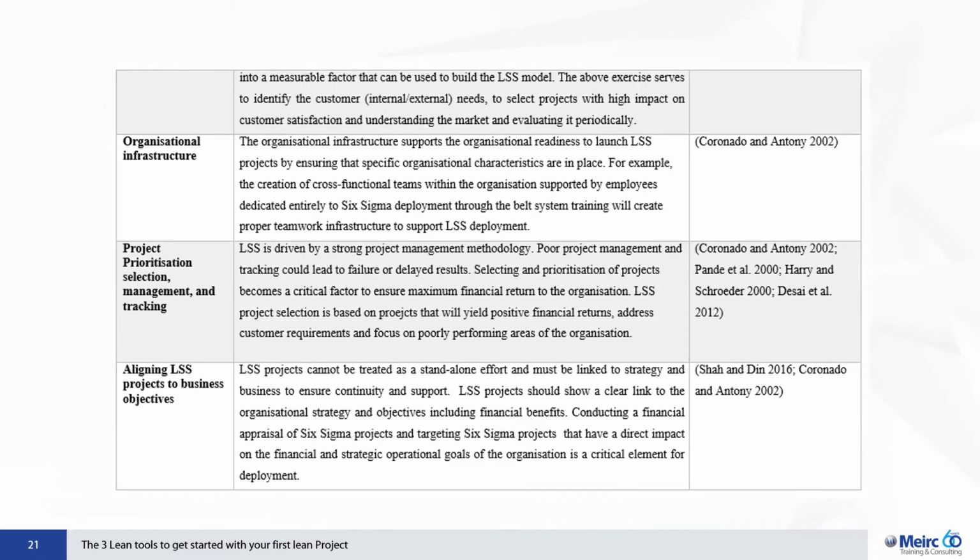But to have these critical success factors in place is critical, and hence the name: critical success factors are critical to the success of the projects themselves. If they're not in place, if they're not implemented in the right manner, then you might actually lessen the chances of success in these Lean Six Sigma projects.